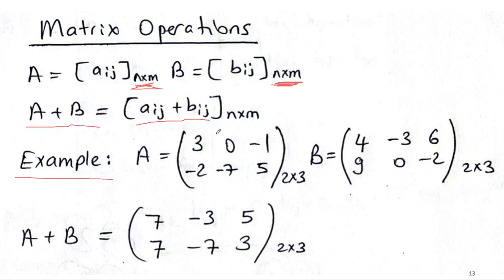Another example, suppose we have the matrix A as 2 by 3, and we have matrix B also a 2 by 3 matrix. Then if we sum A plus B, then for example this 3 will be summed together with this 4, and then similarly this 0 will be added by -3, and this -1 added together with 6, we get this 5 here, right? 0 plus -3, we get -3. And then 3 plus 4, we get this 7 as a result.